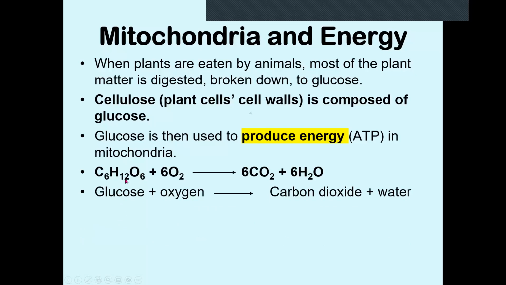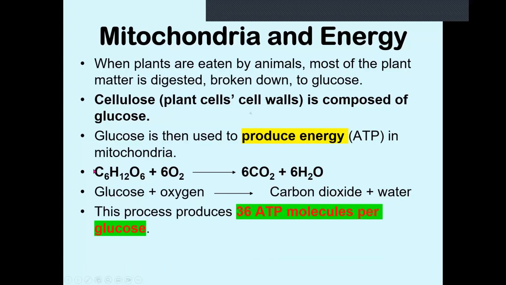So what have we got here? This is a chemical equation, the way we write the production of ATP: C6H12O6. That's the molecule of glucose, but many other sugars as well, depending on how it's structured. Plus oxygen, it produces carbon dioxide and water. Okay.